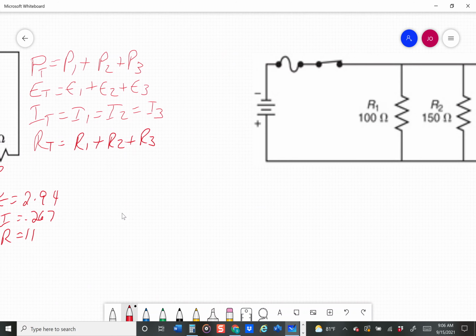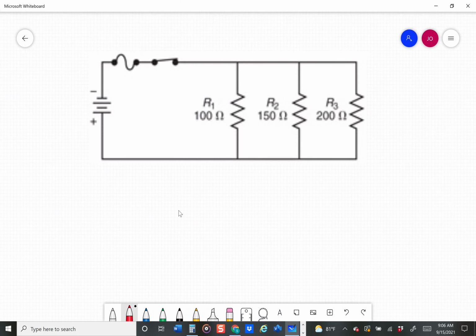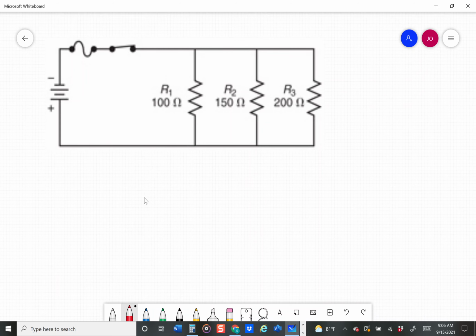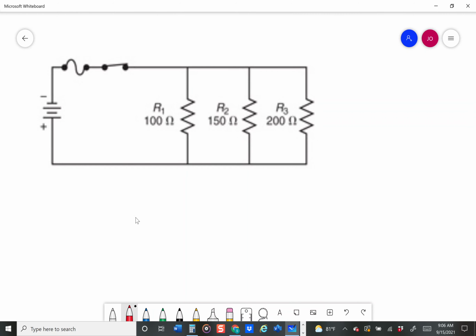Now we're going to move over here into parallel. If you remember in parallel, voltage is still additive. Sorry, power is still additive. P total equals P1 plus P2 plus P3. And in this case, where in series current was the same, in parallel voltage is the same. Hopefully we remember that. Current is the one that is additive.